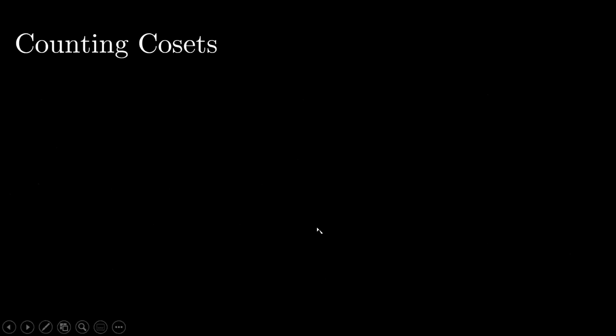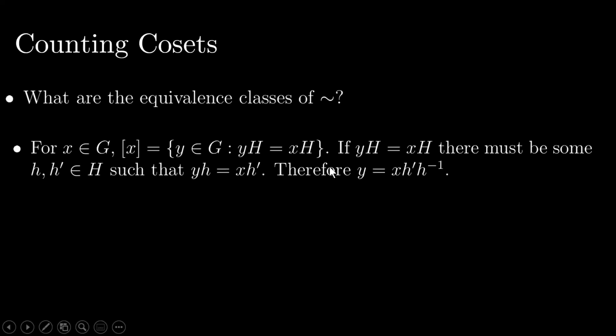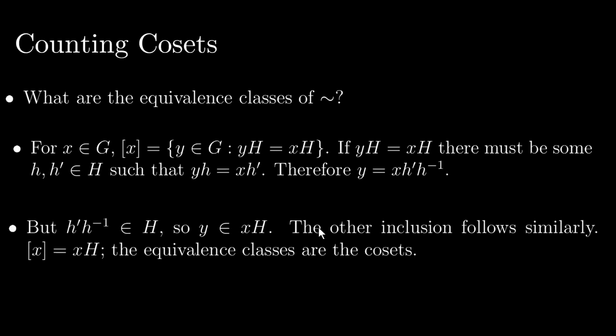What are the equivalence classes though? If we take an equivalence class, we see that if Y is in the equivalence class of X, then there must be some elements of the subgroup H for which YH equals XH prime, okay? If we cancel out H to the right, we see that Y is X times some element of H. This means that Y is in the coset X times H, right? The other inclusion follows similarly, which means that the equivalence classes themselves are the cosets. This means the union of all the cosets is equal to G.